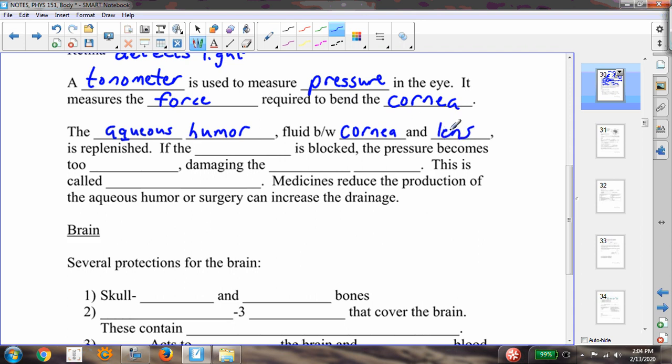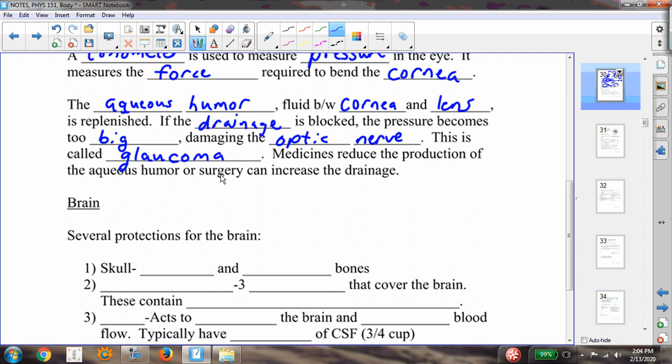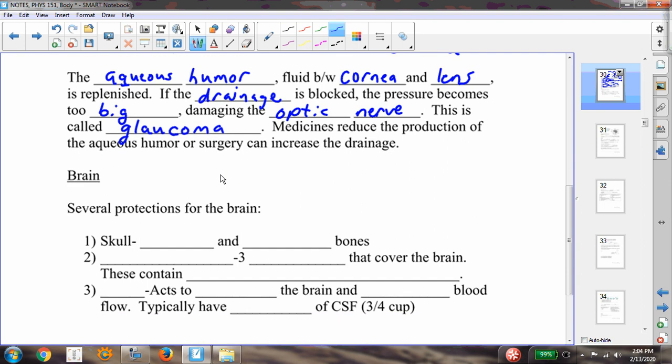That is replenished if the drainage is blocked. The pressure becomes too big, and this can damage the optic nerve. This is called glaucoma. So you know what glaucoma is, that it's a pressure that's too high. You can take medicines, or surgery can increase the drainage of the aqueous humor.